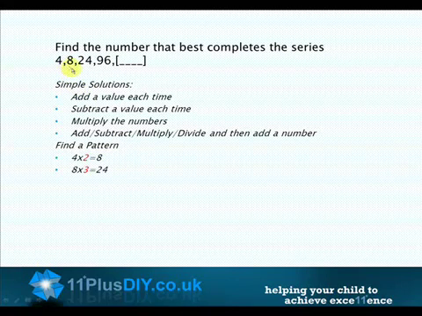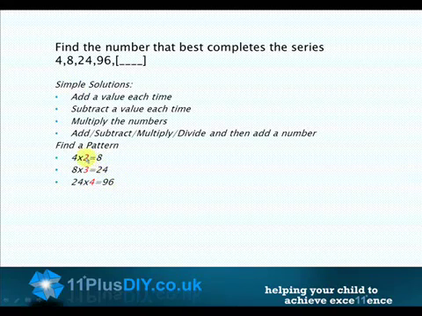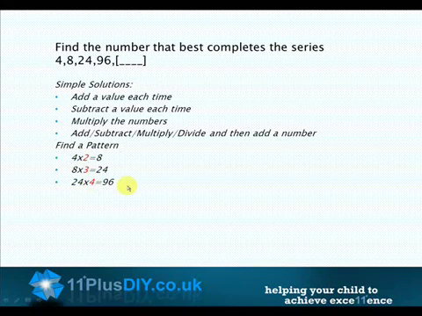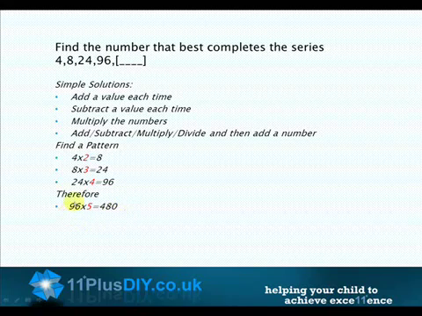8 times 3 is 24. 24 times 4 is 96. And we're building up a pattern here of 2, 3, 4. So, therefore, the answer will be 480 because we'll multiply 96 by 5 to equal 480. And the pattern we built up was 2, 3, 4 and 5.